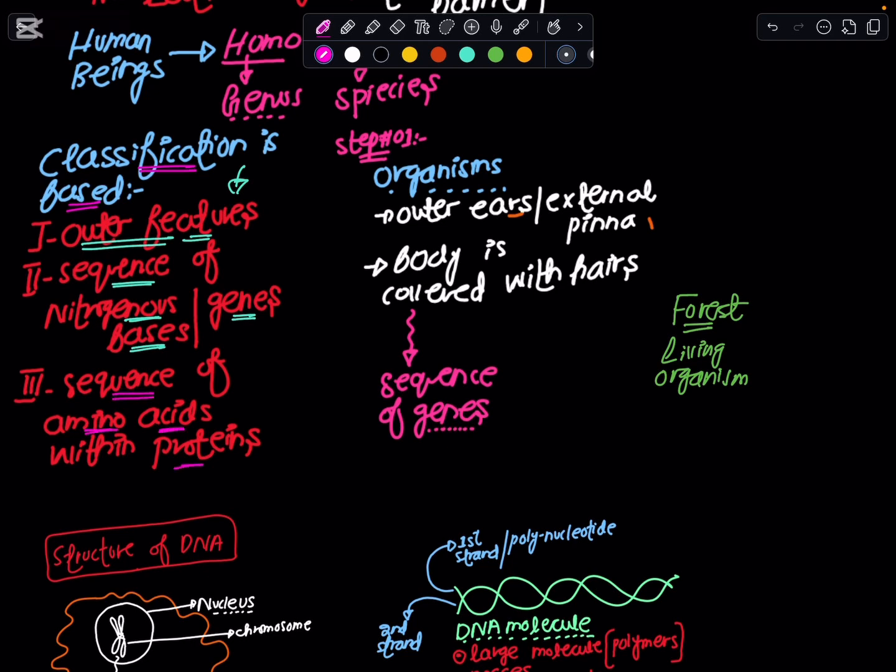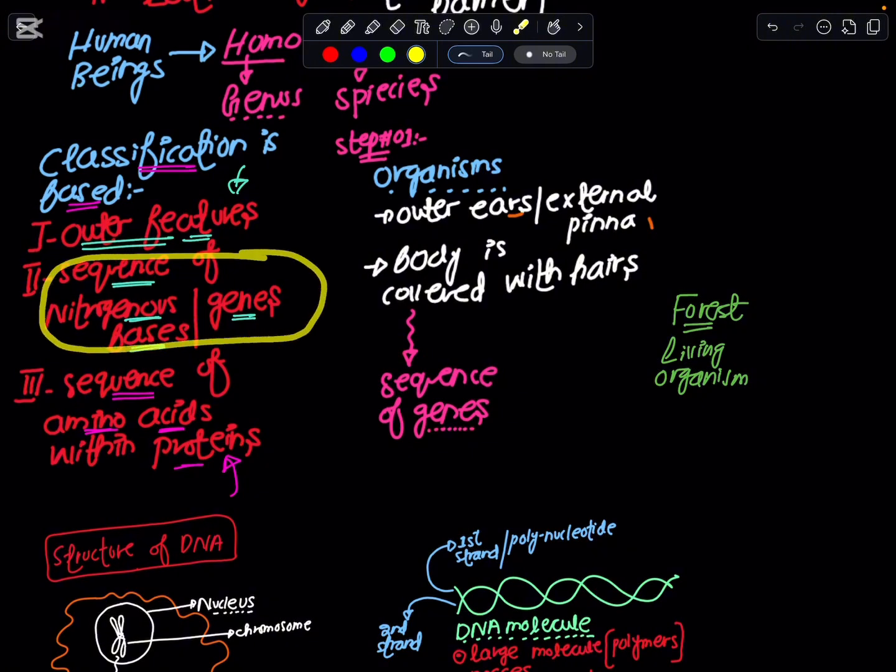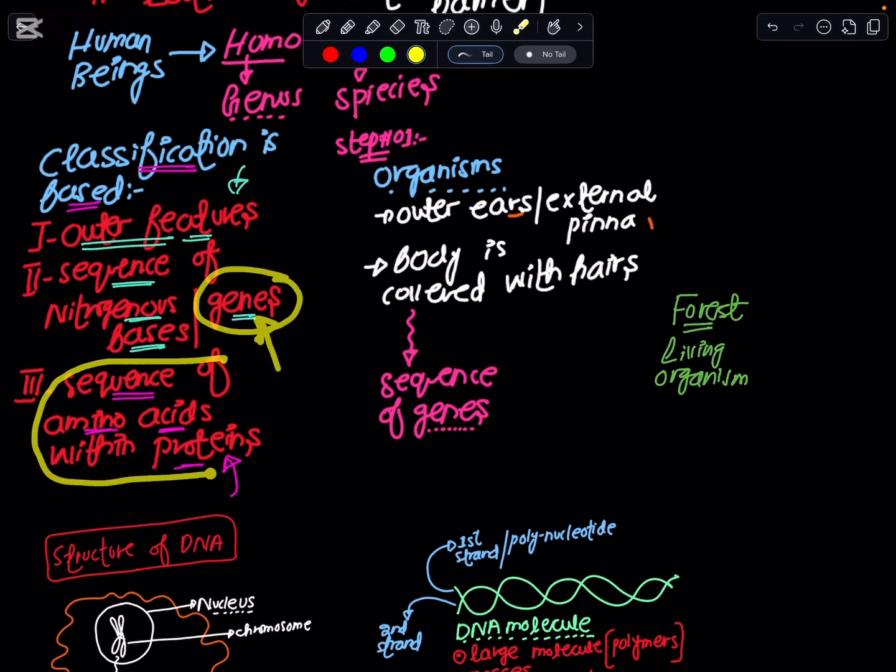So we are going to look at the sequence of the amino acids that we have in their proteins. So if I were to summarize, I'm going to look at the outer features of the living organisms. Then I'm going to look at their sequence of nitrogenous bases, or the sequence of the nucleotides that we have in their genes, or the sequence of the amino acids that we would have in their proteins.